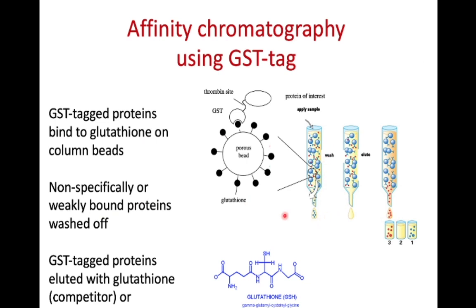Next, we need to elute. To elute the bound GST tag proteins, we can use either glutathione as a competitor, to compete off the bound protein, or we can use a protease known as thrombin. Here I told you there was a thrombin site, and thrombin is a protease which can cleave this, and then will cleave off our protein, which then can be eluted into various fractions.